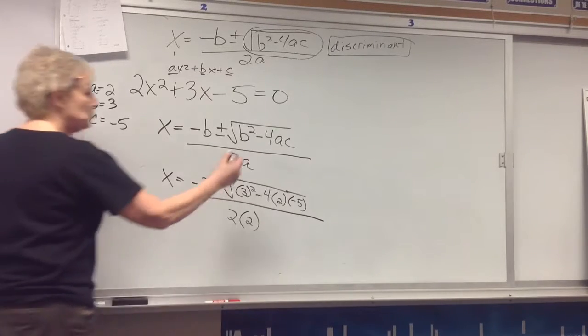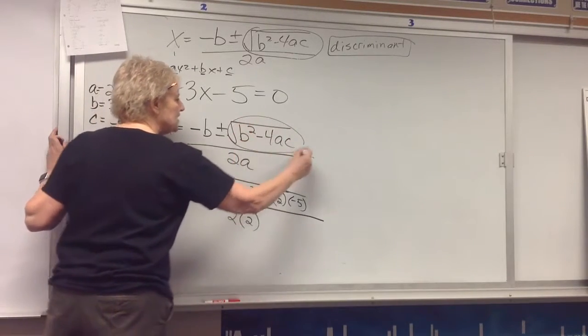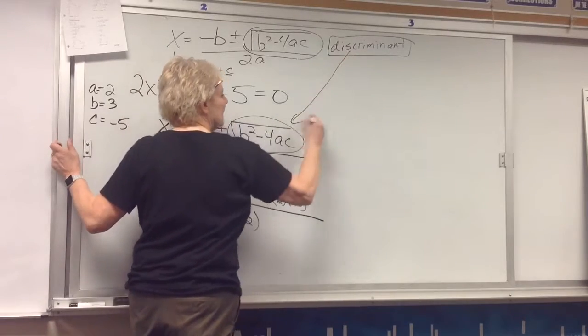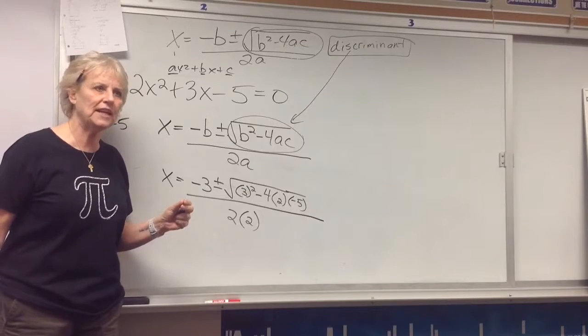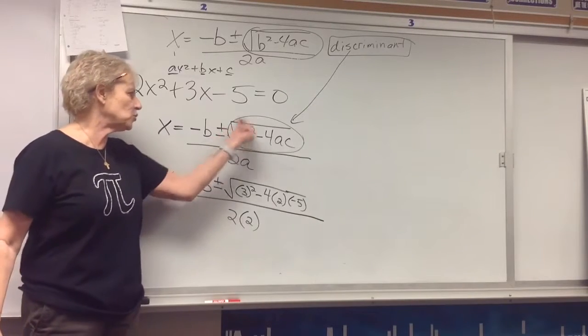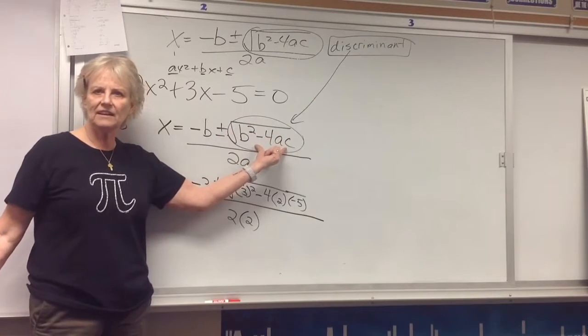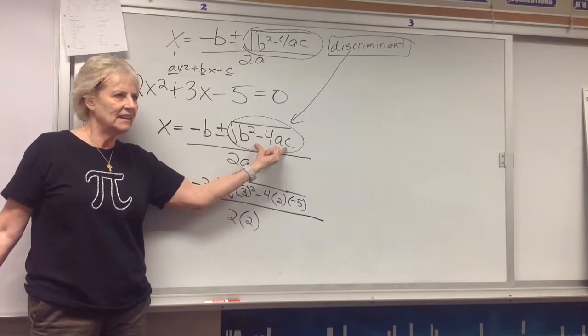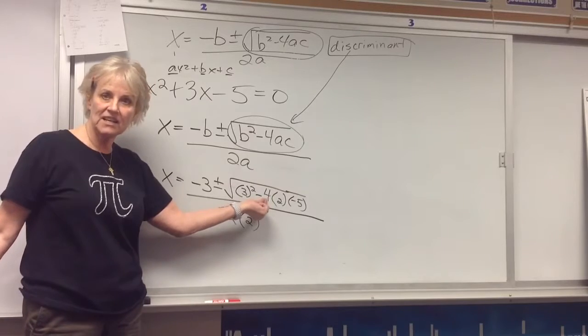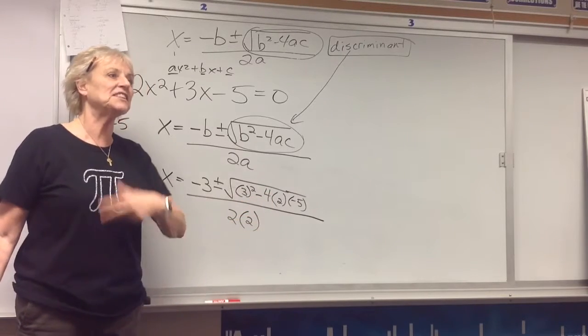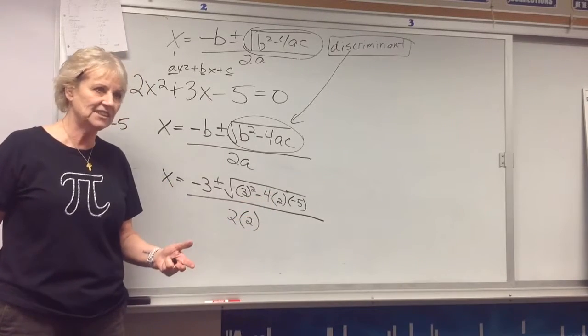Now, this part right here is called the discriminant. The discriminant could tell you right away how many solutions you're going to have. If you have the square root of a negative here, what do you think is going to happen? There's not going to be a solution. As soon as you get a negative in here, you can stop. That means it does not cross the x-axis.